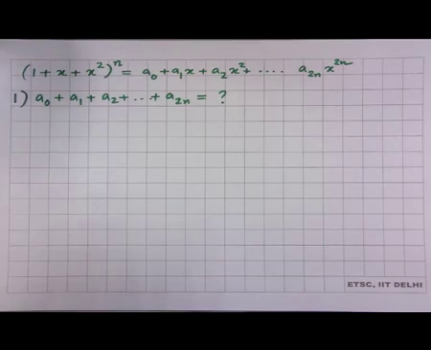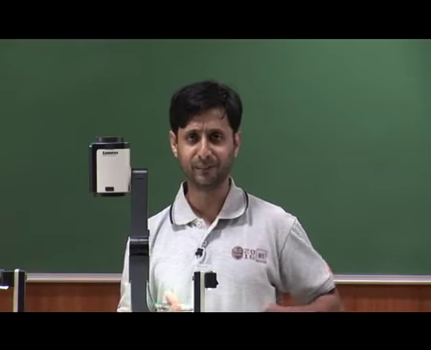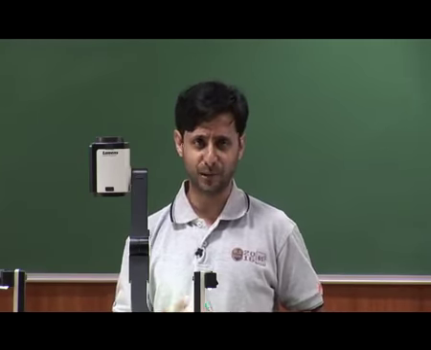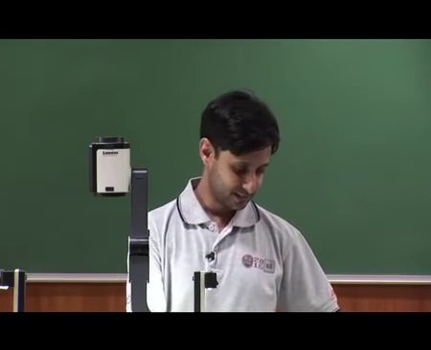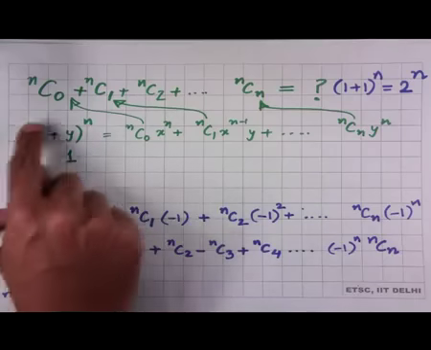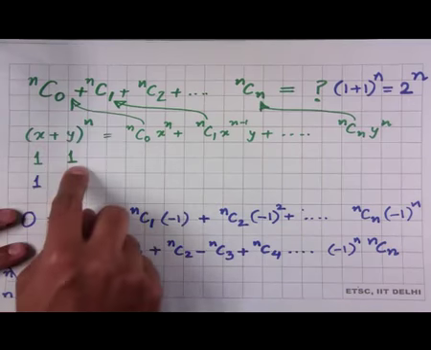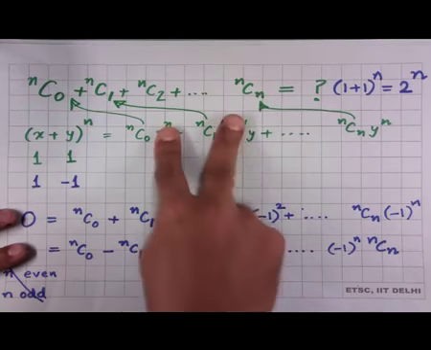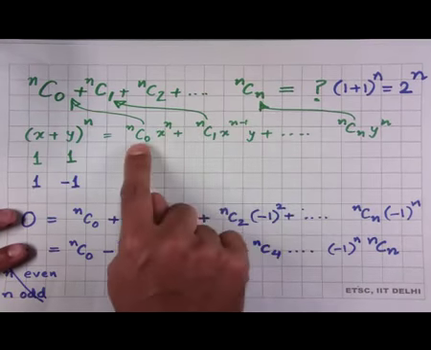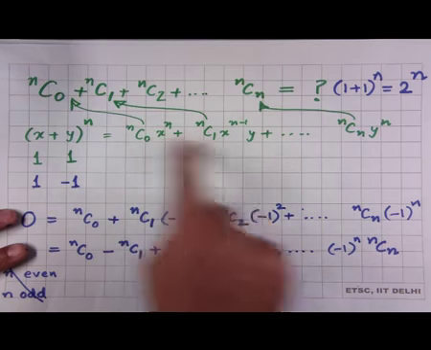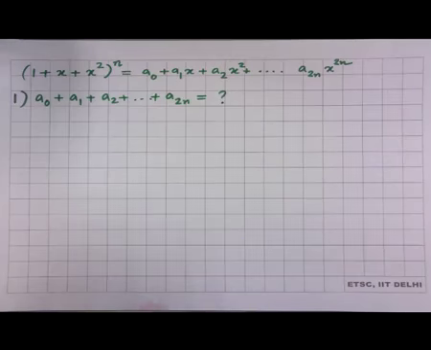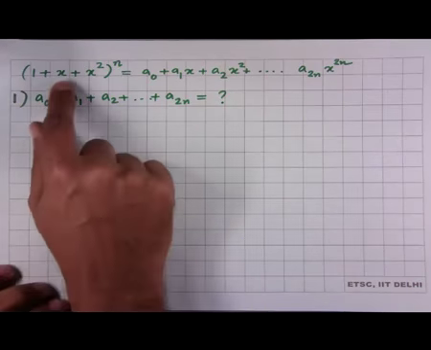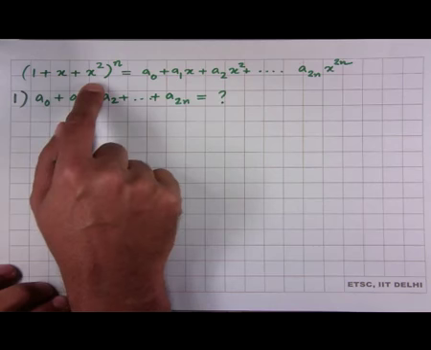How will you do it? How will you do this? Oh, come on, this is very straightforward, just like the way we had done this. Remember, we plugged in x equal to 1, y equal to 1, and all of these disappeared. We were left only with nC0. This is 1, this is 1. So what will you do? Just plug in x equal to 1.